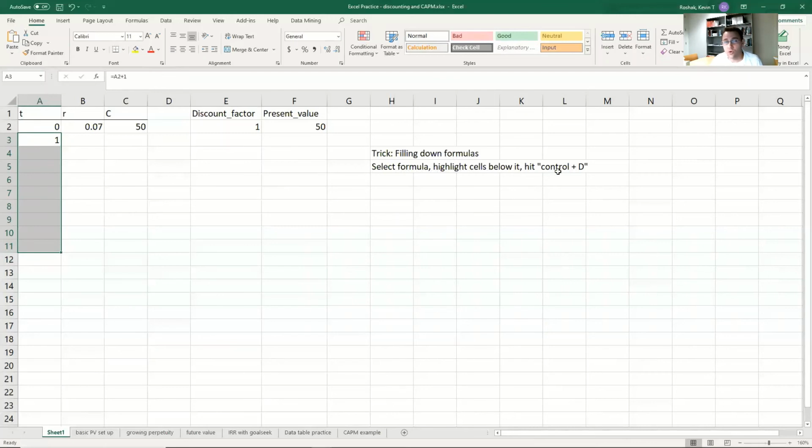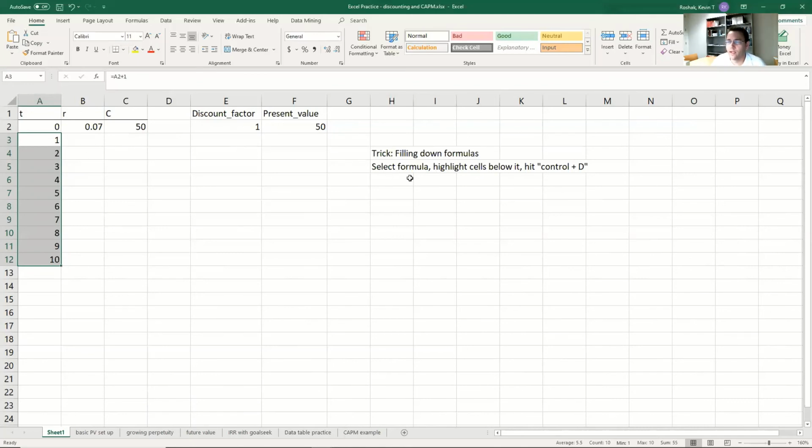Selected the formula, I've highlighted the cells below it. Now I'm going to hit Control and D at the same time. I'm going to hold the Control key on my keyboard and then hit the D key, and the formula fills down automatically. I didn't have to type it once. I typed it once and that's it. So I want to get 10 cash flows. So I'm going to fill down so I get 1 through 10.